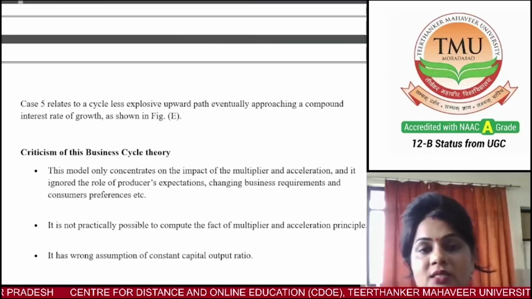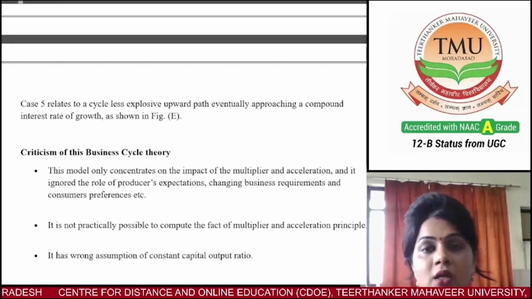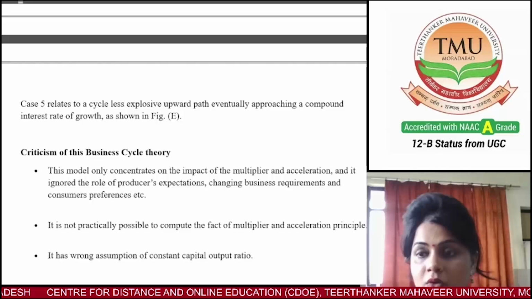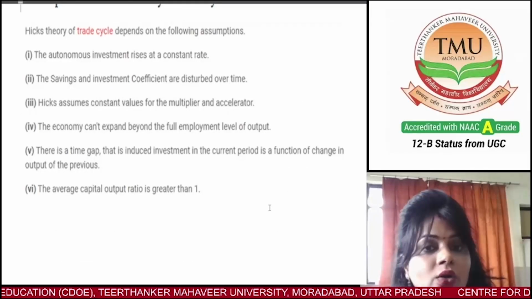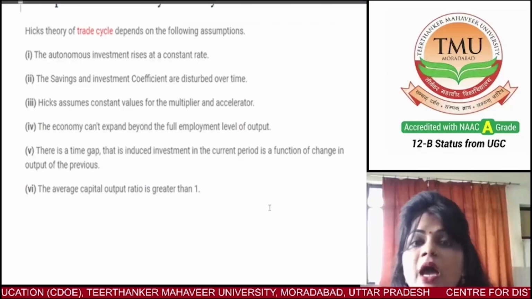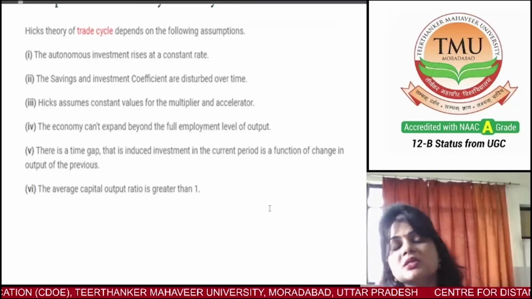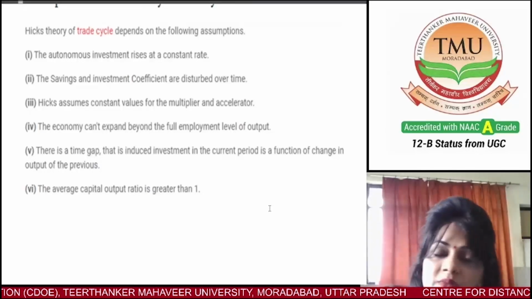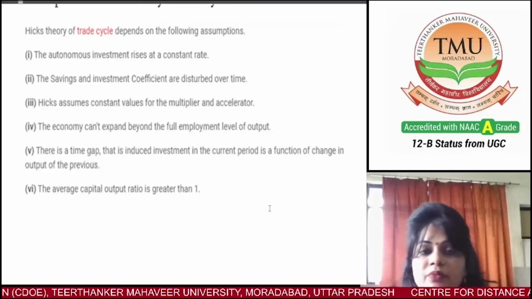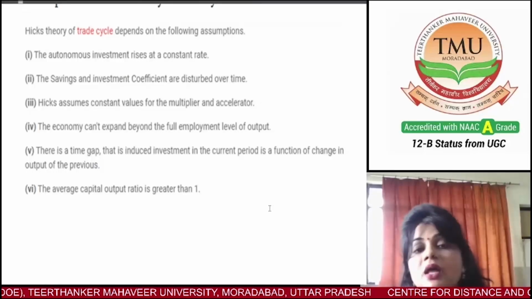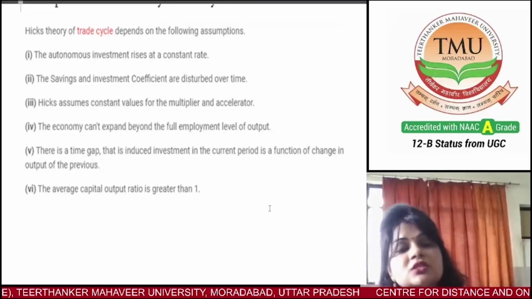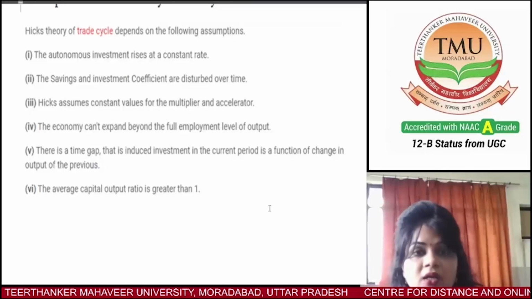It has wrong assumptions of constant capital output ratio. Hicks' theory of trade cycles depends on the following assumptions. The autonomous investment rises at a constant rate. Autonomous investment is investment made by the government, which is the starting investment.